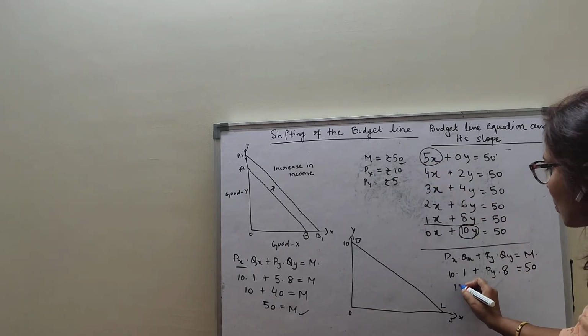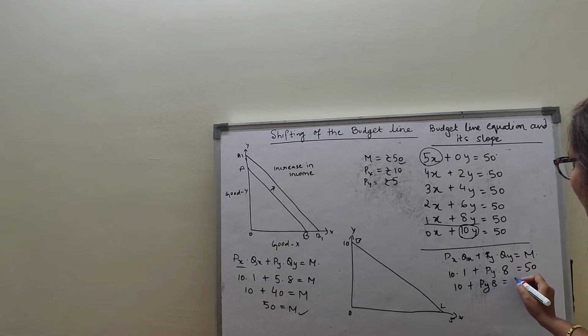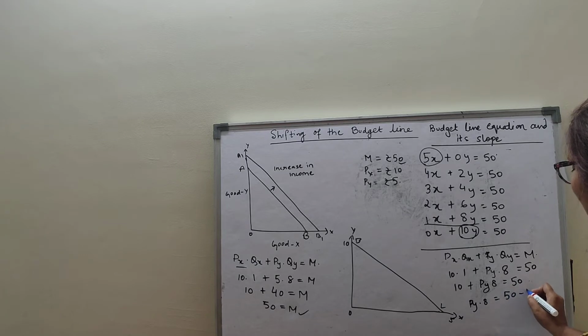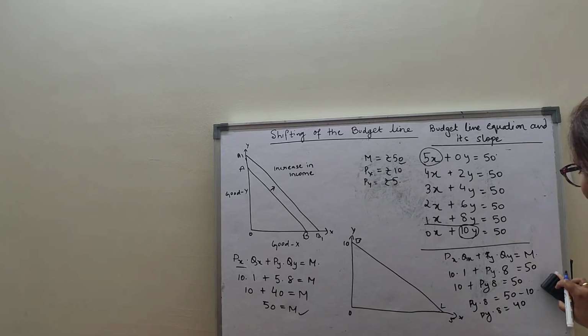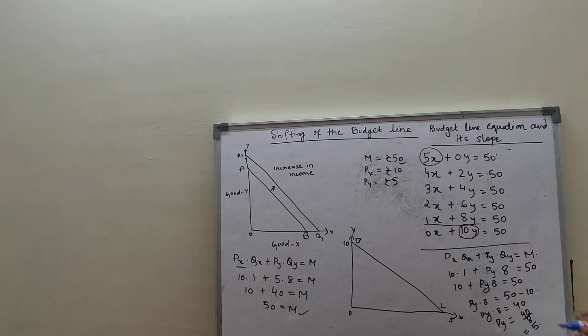So 10 into 1 is 10. Price of Y into 8 is equal to 50. So, Y into 8 equals 50 minus 10, that is 40. I am writing 40 here so that you don't get confused. Clear? Now, price of Y is equal to 40 by 8, which is 5. See, price of Y is 5. Clear this much?